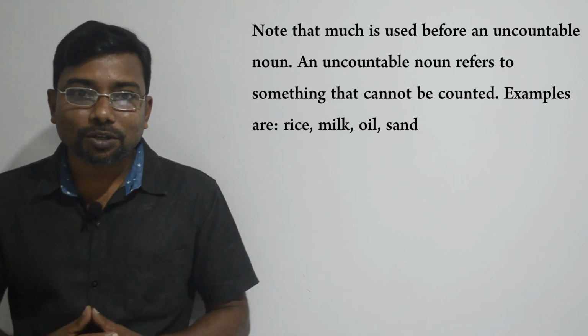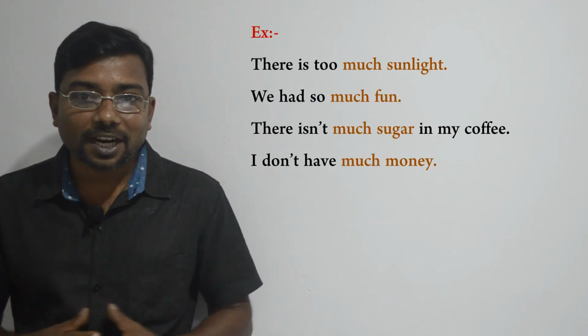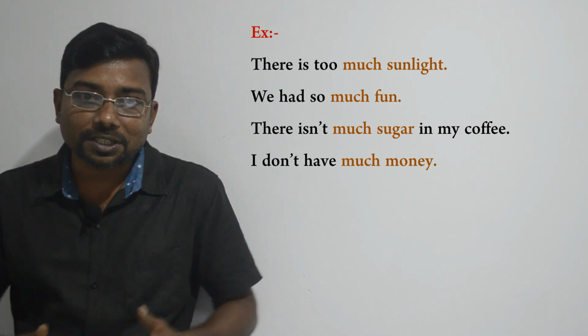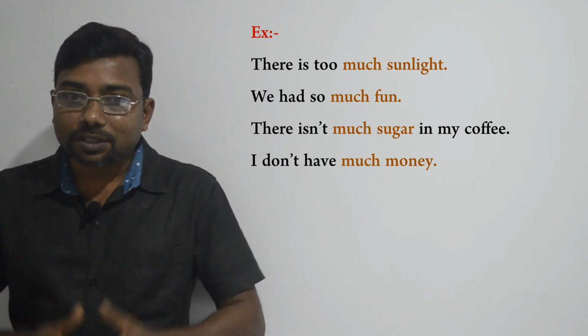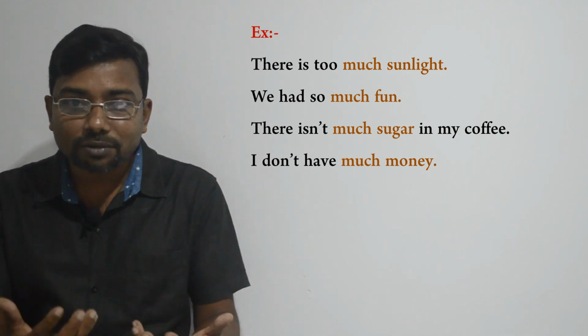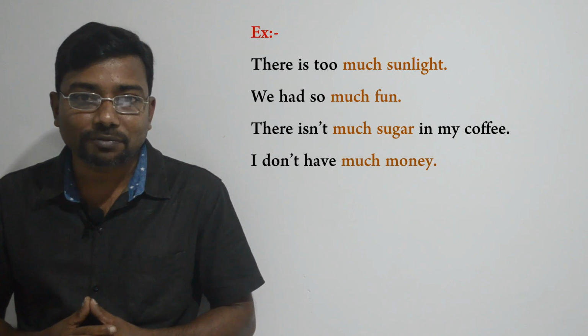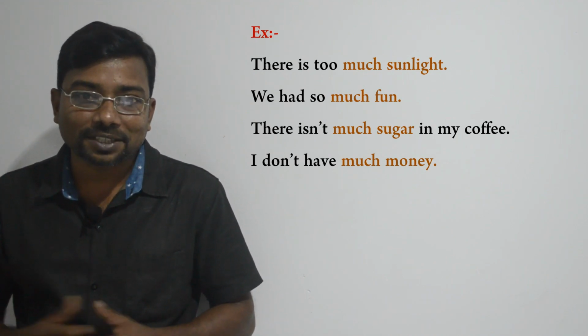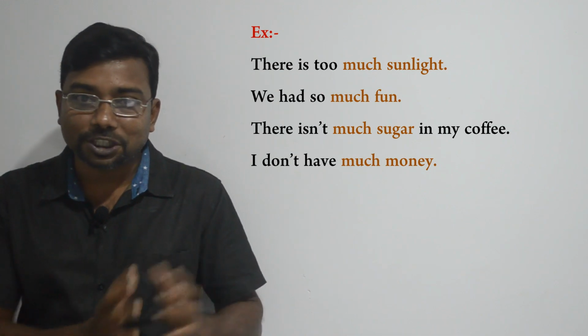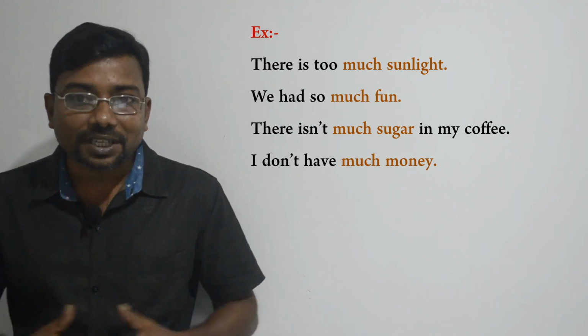Okay everyone, let's go through some examples to identify how to use much. Look at this example. There is too much sunlight. Okay, here we use much to indicate a lot of. It means there is a lot of sunlight. Because we use much, sunlight is an uncountable noun. We cannot count it. How can we count sunlight with numbers? No, we cannot do that. So sunlight is an uncountable noun. That is why we use much to indicate an indefinite amount.